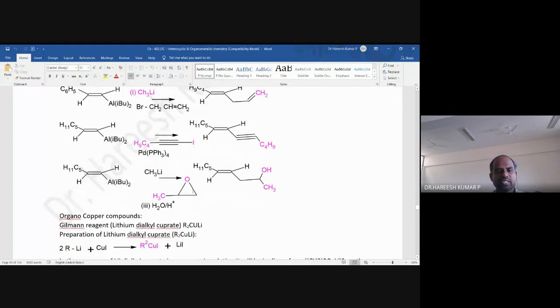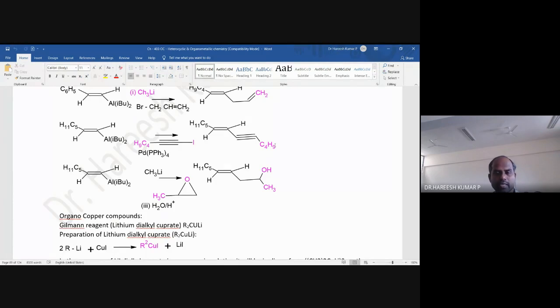Similarly, when this moiety, what is the name of this compound? It's a haloalane. This haloalane, when it is treated with methyl lithium, forms an alanate. Then there will be a new bond formation between this carbon and this end of the epoxide. Why this end? This end is less hindered, whereas this one is more hindered. So the epoxide will open up, forming an alcohol. This is about alkynyl dialkyl alane synthesis and its application.